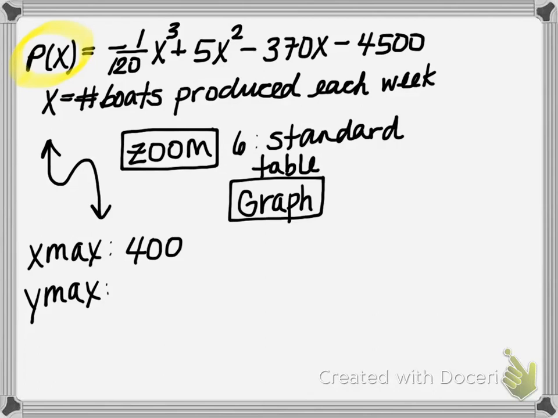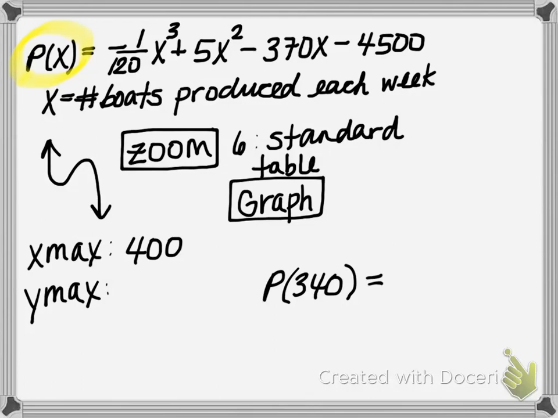Okay, now you can see this was pretty time consuming just scrolling through the tables. Let me give you another alternative for trying to figure out what your Y maximum might be. Rather than just scrolling, you might actually consider, what is the profit if we are making 340 boats? In other words, use your calculator to compute P of 340.